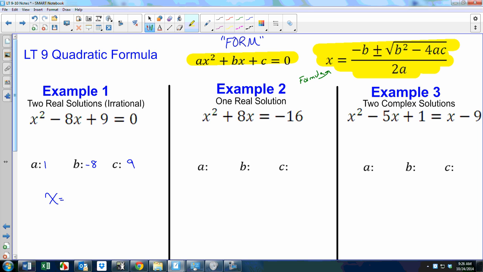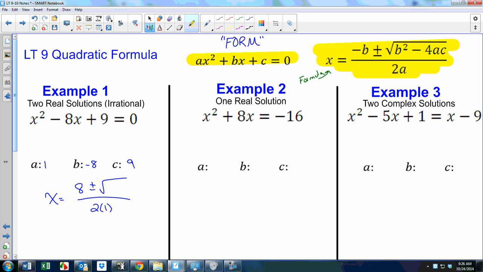X equals opposite of B, positive 8, the opposite of a negative 8, plus or minus an empty square root. This is what I like to do. You don't have to, but I like to leave an empty square root right there. And in the bottom of the fraction, it's 2 times A, so 2 times 1.